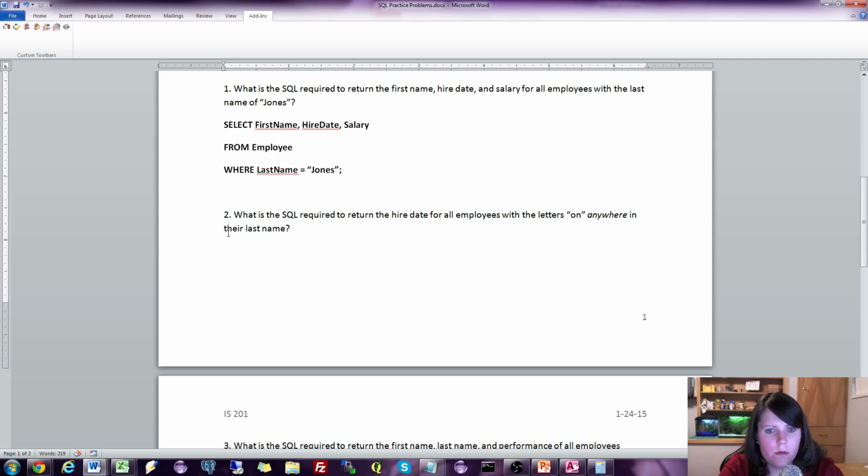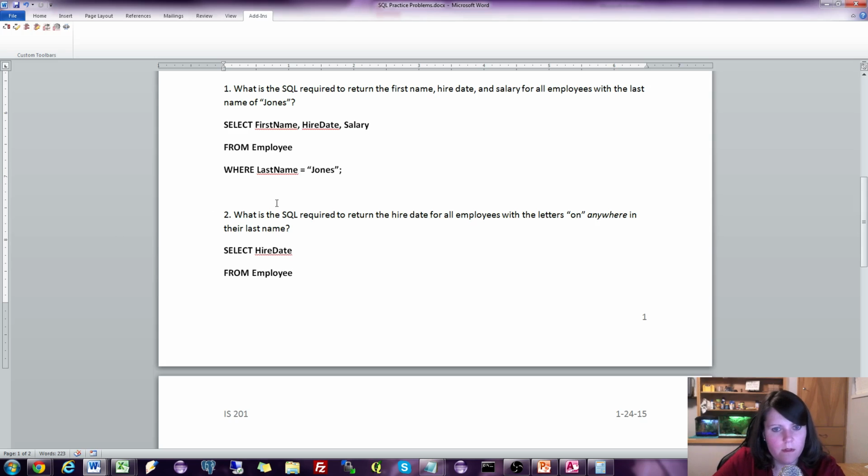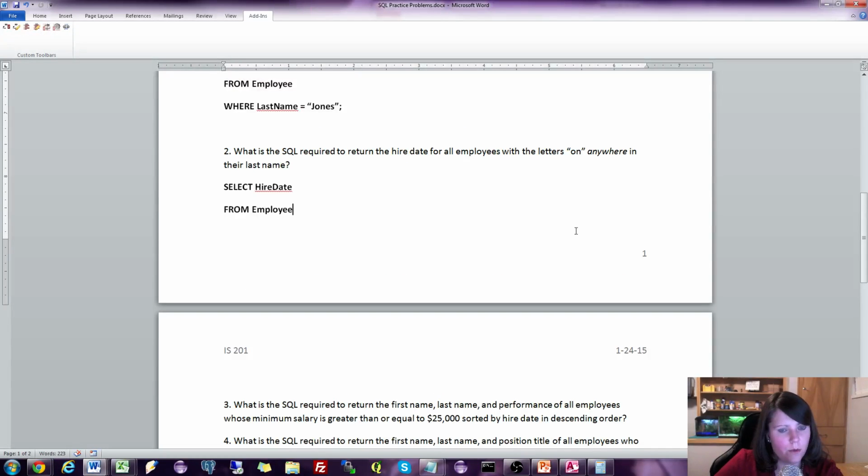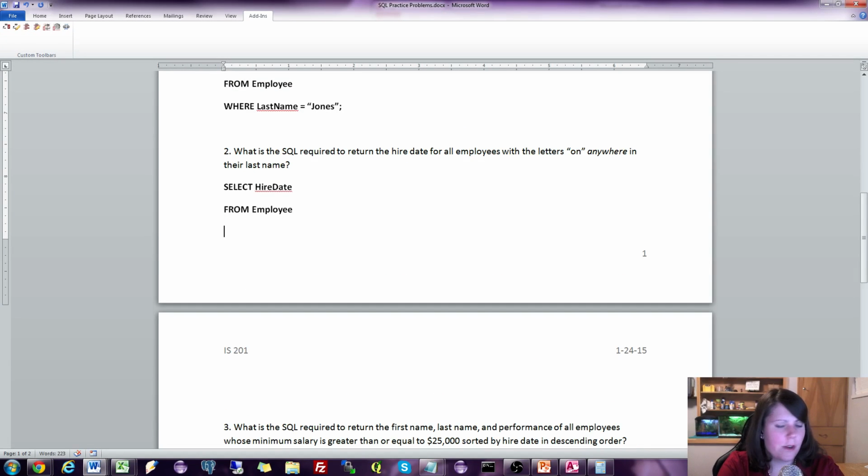Okay, so we always start with select. So what do I need? I need the hire date. And again, if I make a mistake, just let me know. I can make mistakes. So select hire date. So from, again, we just have the employee table. And again, we can cross-check with the table diagram just to make sure. This isn't important now, but it will be in some of the other queries. So I just keep referring you back to it.